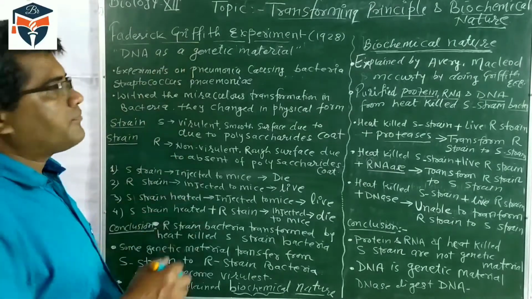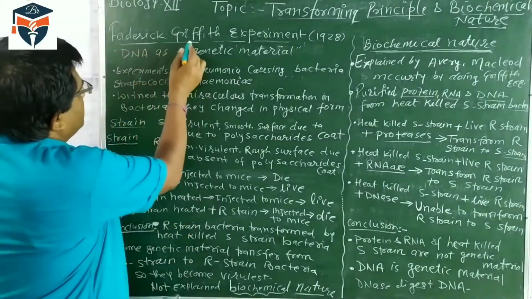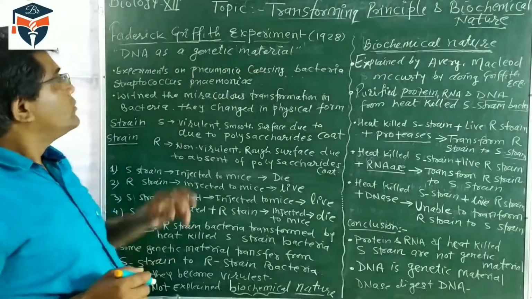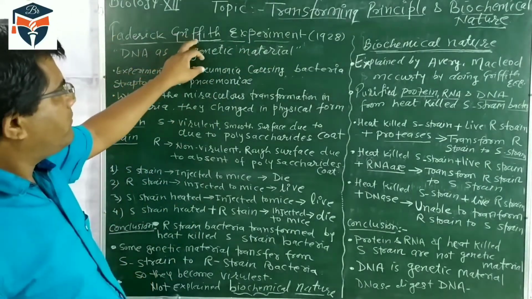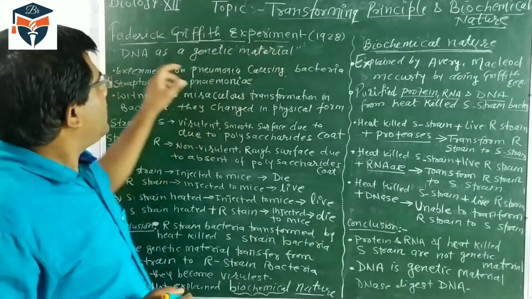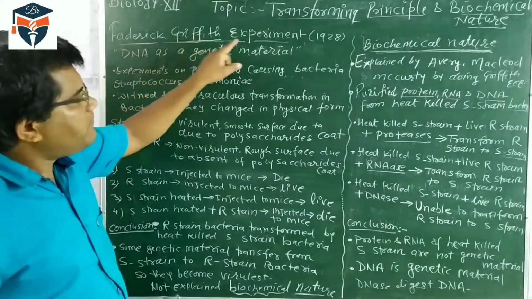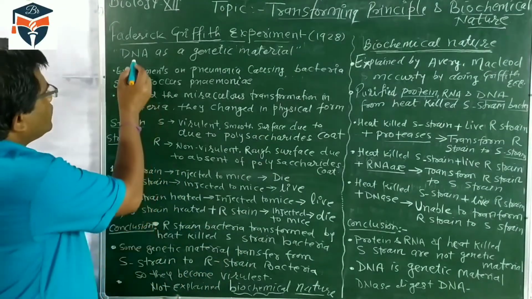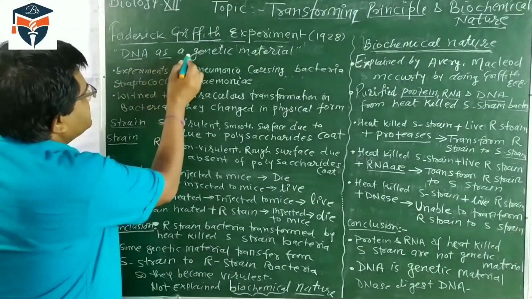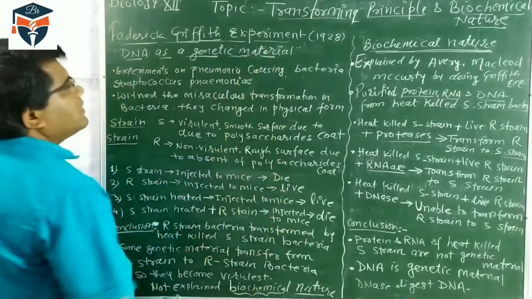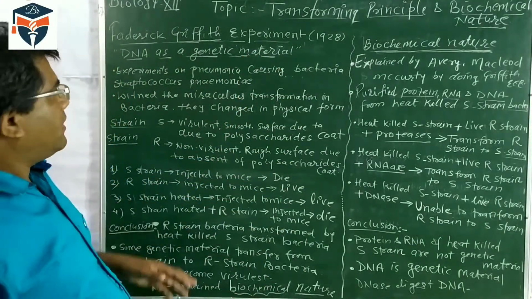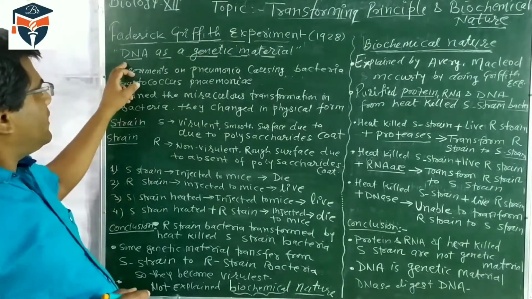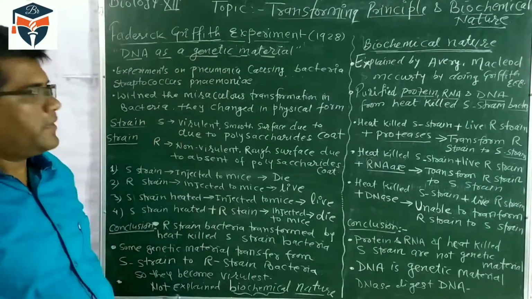Students, Frederick Griffith. Commonly we say the Griffith experiment. Frederick Griffith performed the experiment in 1928, called the Frederick Griffith experiment, to show DNA as a genetic material. It means DNA is a genetic material. Griffith experimentally proved DNA is a genetic material.